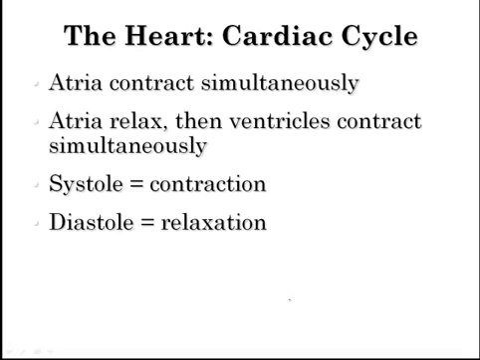Okay. The cardiac cycle, when your heart beats: the atria, both of them, contract at the same time, and that pushes the blood down from the atria into the ventricles. Then the atria will relax, and the ventricles are both going to contract at the same time and push their blood out into their major arteries. So when the ventricles are contracting, this is called systole, and when they are relaxing, that is called diastole. And those are actually measurements you can take when you look at blood pressure and whatnot.